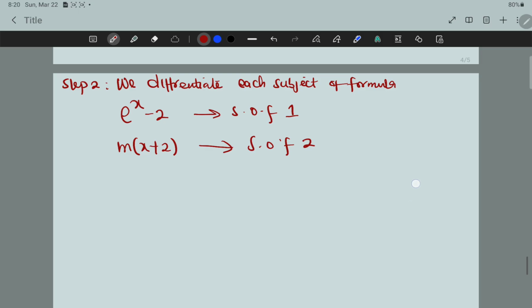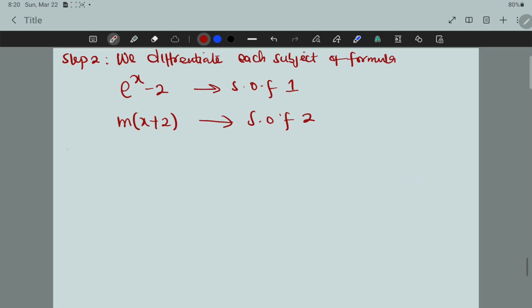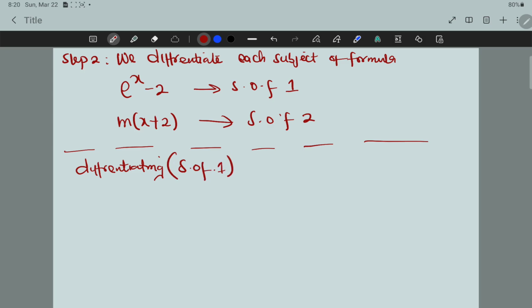So let's differentiate. Differentiating SOF1, subject of formula 1, with respect to x. Of course, there's only one independent variable, which is x. If we differentiate that with respect to x, I believe what you're going to have is e to the power of x.